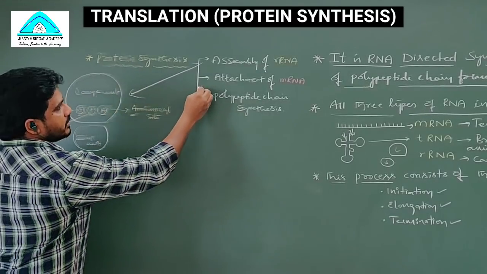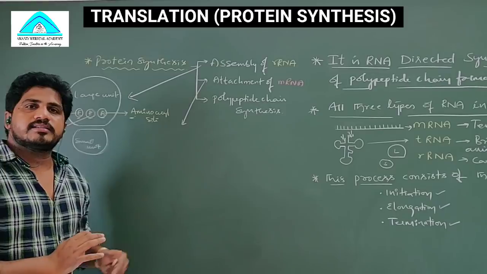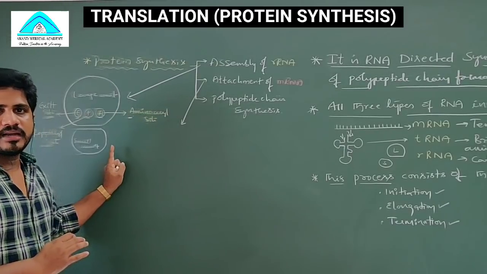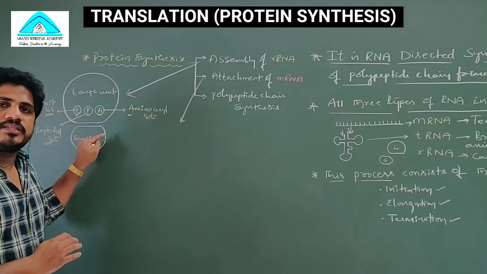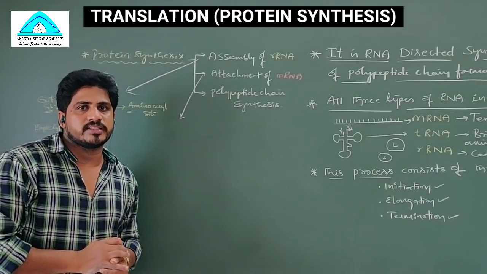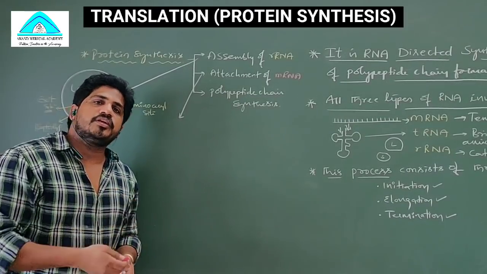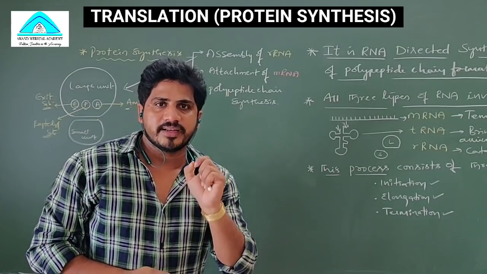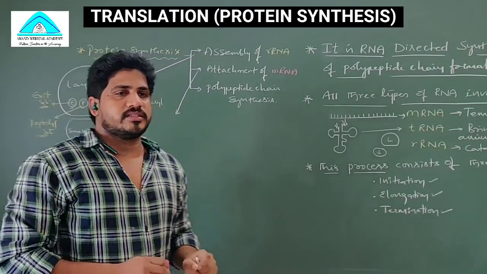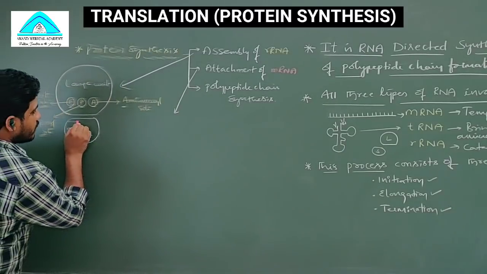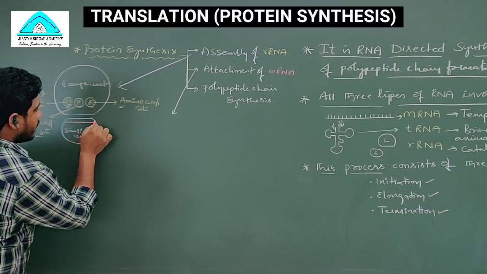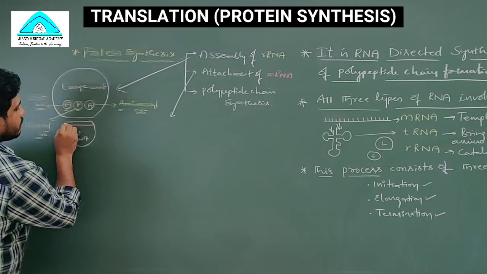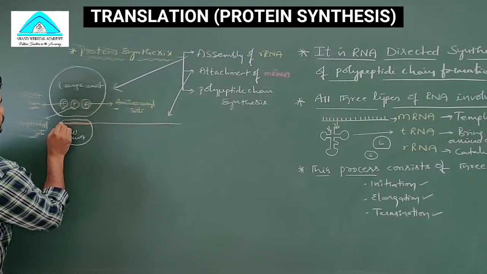And secondly, attachment of mRNA. Where is the mRNA going to attach? To the rRNA. But the ribosome has two units, one larger subunit and another smaller subunit. To which unit the mRNA is going to bind is a very important thing. The answer is, mRNA is binding to the smaller unit. So the smaller unit has the binding site of mRNA. On that, this mRNA will come and bind.